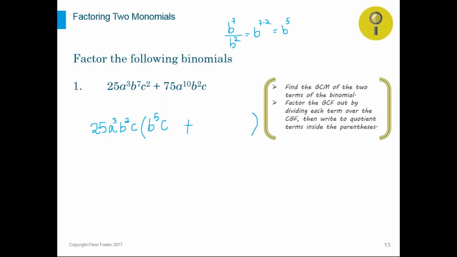75 divided by 25 is a 3. A to the 10th over a to the third, 10 minus 3 is 7, so a to the 7th. B to the second over itself, it's a 1. C over C, it's a 1. So this is how you factor. This is factor number 1, which is the greatest common factor, and this is factor number 2. So these are the set of factors of this binomial.